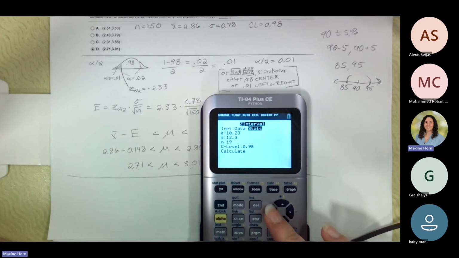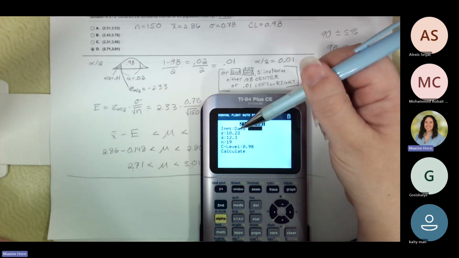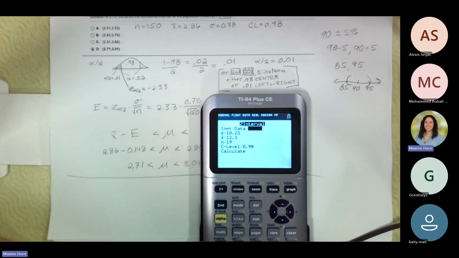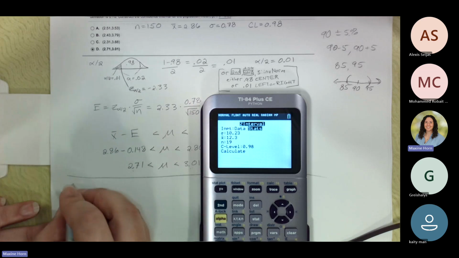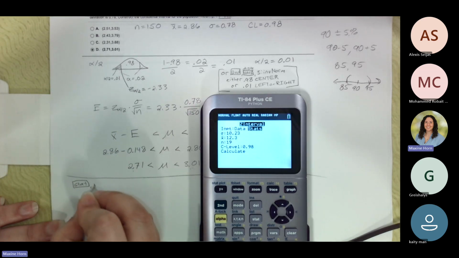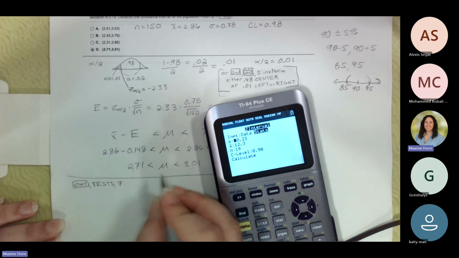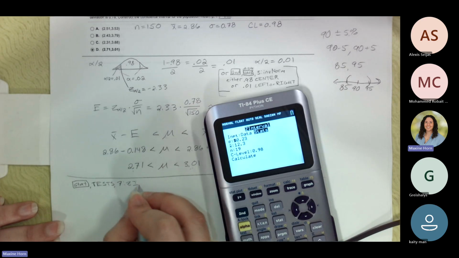If you have highlighted data, make sure that you change it to stats. Okay. In this class, you guys are not going to be using the data part here. You're only going to be doing it with the stats. So make sure stats is highlighted. And then you're just going to plug in everything that you have, right? So in the calculator, this is stat, tests, 7, which is z interval.